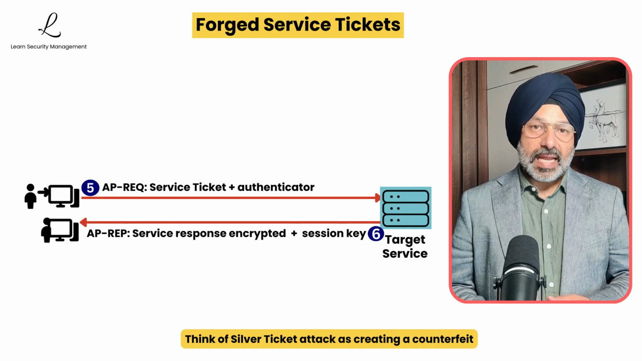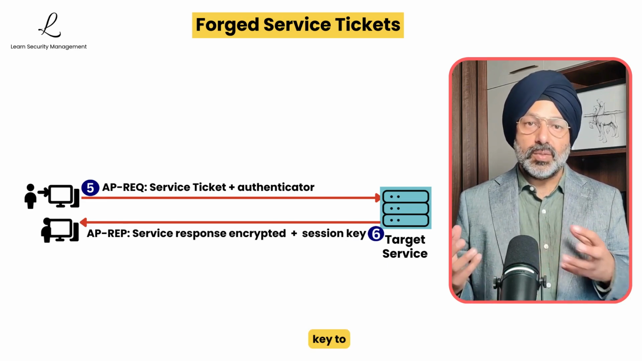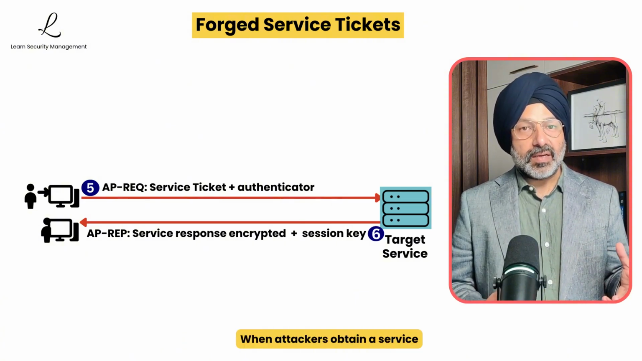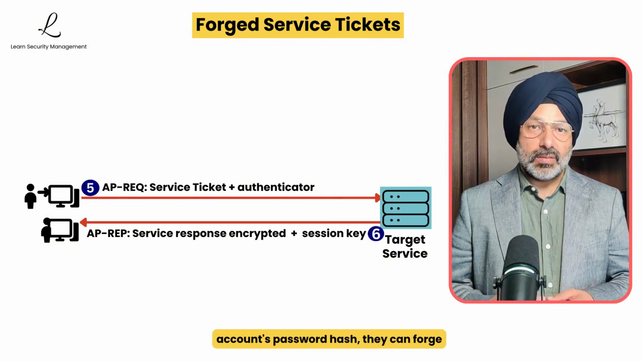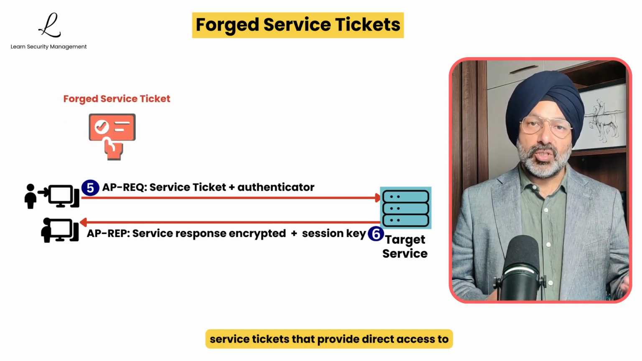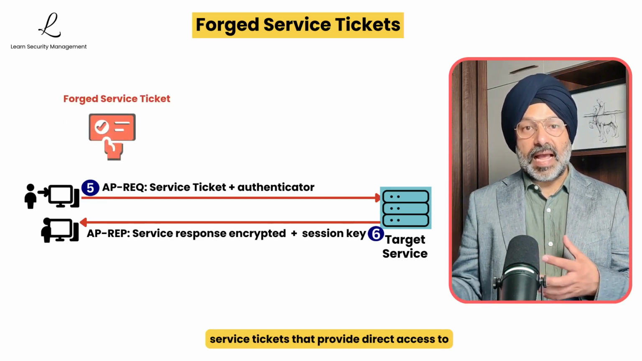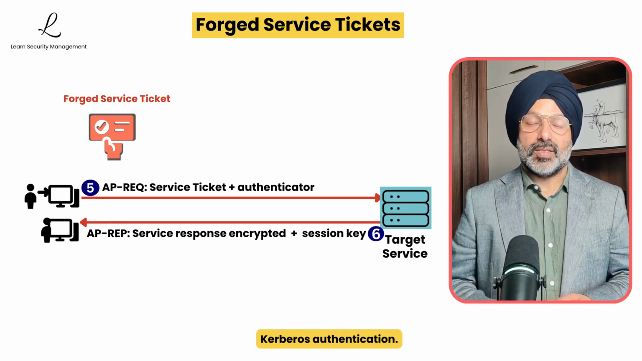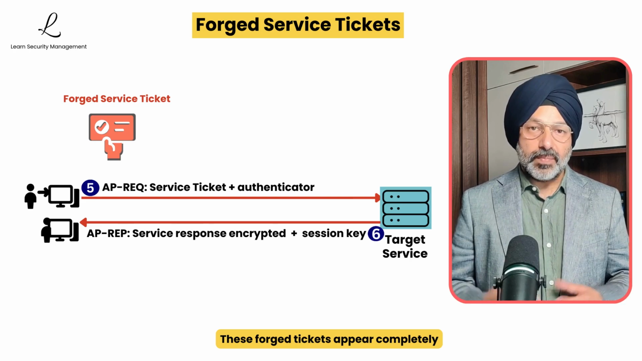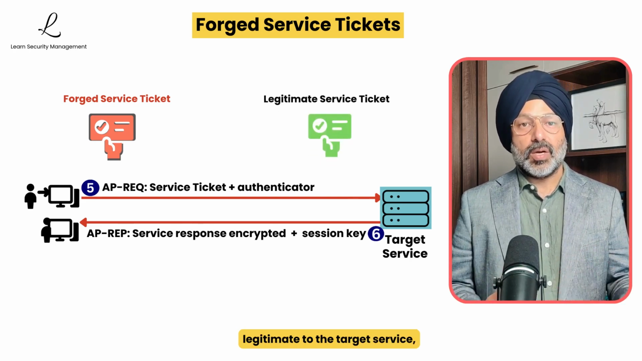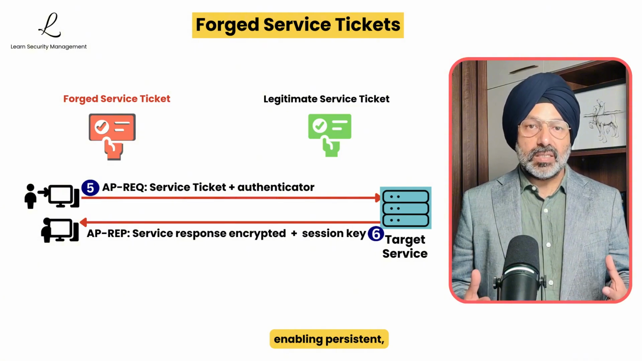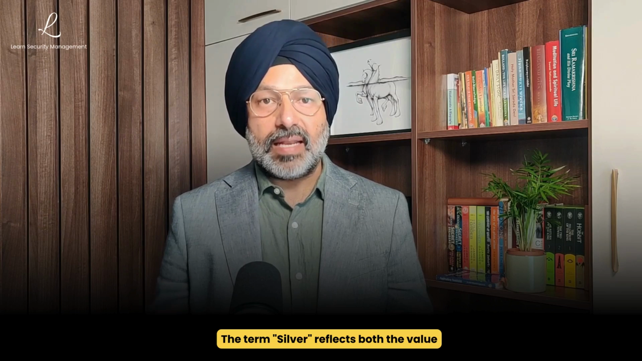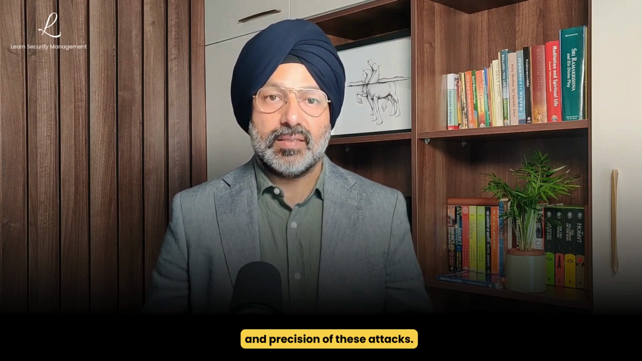Think of a silver ticket attack as creating a counterfeit key to a specific room rather than a master key to the entire building. When attackers obtain a service account's password hash, they can forge service tickets that provide direct access to that service without going through the normal Kerberos authentication. These forged tickets appear completely legitimate to the target service, enabling persistent, stealthy access. The term silver reflects both the value and precision of these attacks.